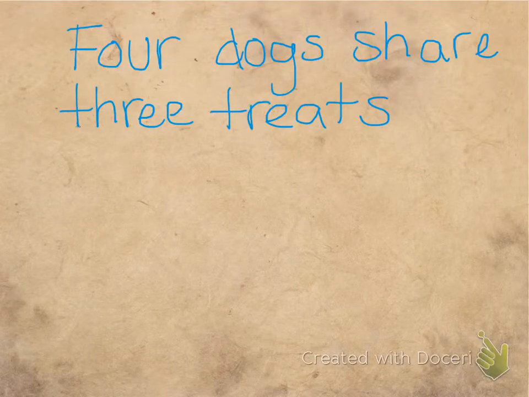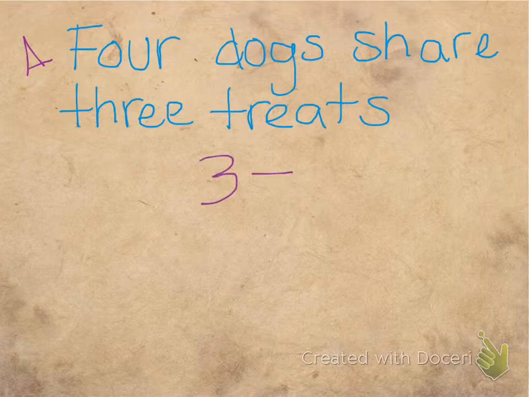Number 1 says which number stories have the answer of 3/4. So circle all that apply. So A says four dogs shared 3 treats. How many treats did each dog get? So there are 3 treats, and we want to divide them among 4 dogs.